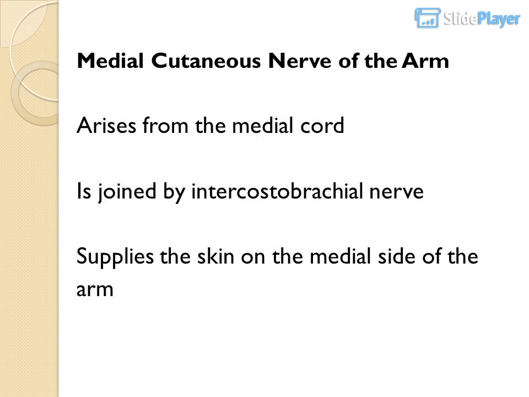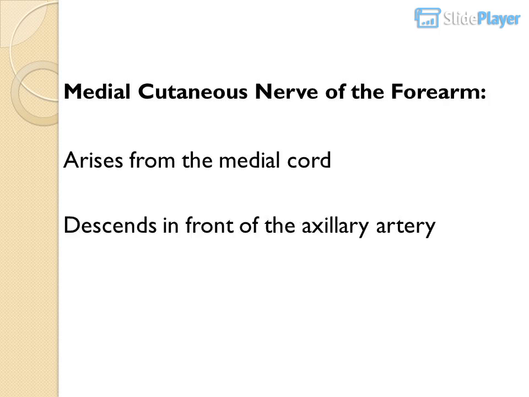Medial cutaneous nerve of the arm. Arises from the medial cord. Is joined by the intercostobrachial nerve. Supplies the skin on the medial side of the arm. Medial cutaneous nerve of the forearm. Arises from the medial cord. Descends in front of the axillary artery.